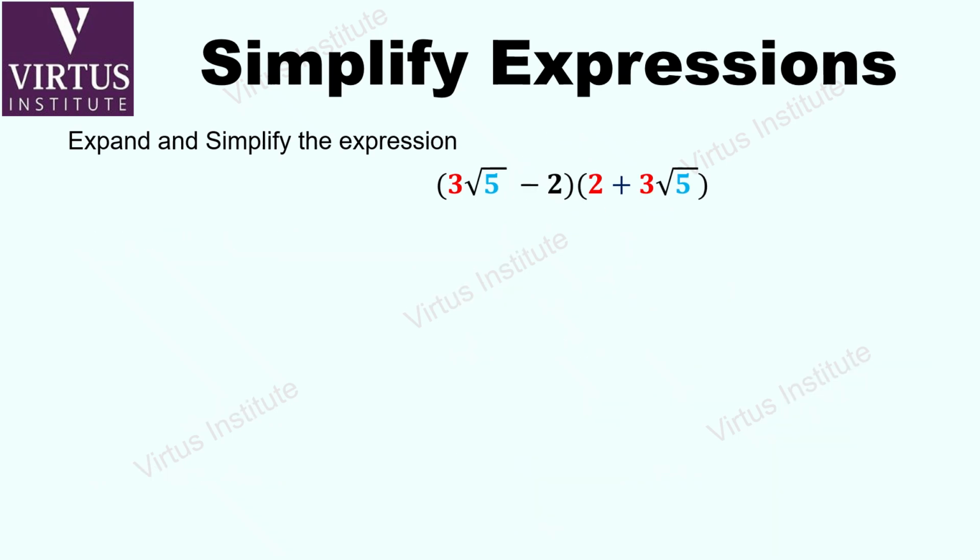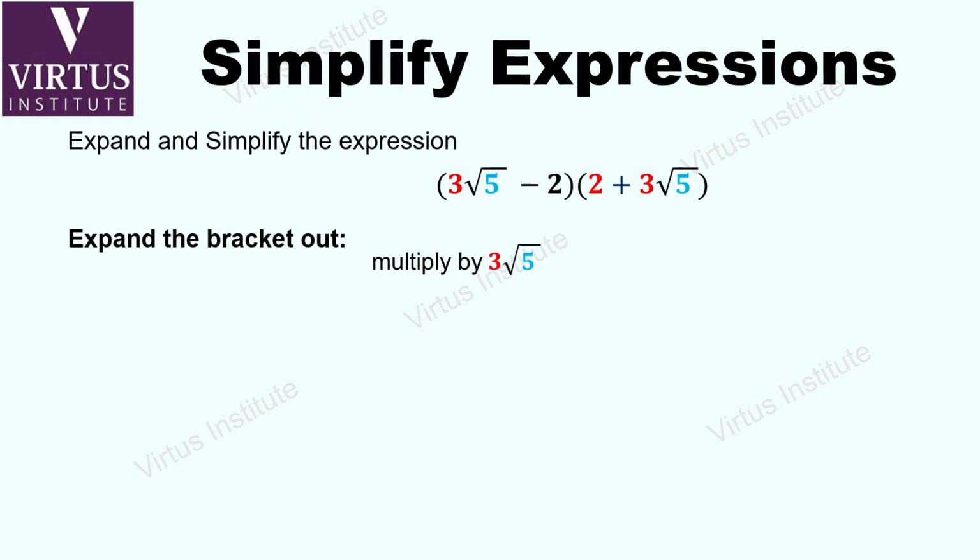Let's look at another example. Expand and simplify the quantity 3 square root 5 minus 2 multiplied by the quantity 2 plus 3 square root 5. To expand means multiply every term in the first bracket by every term in the second bracket.